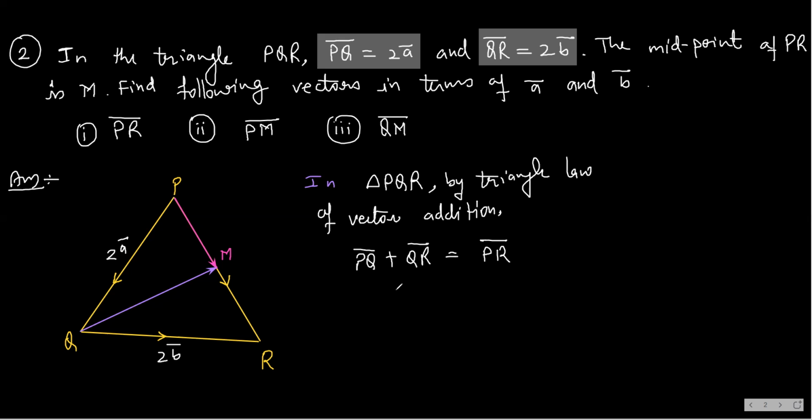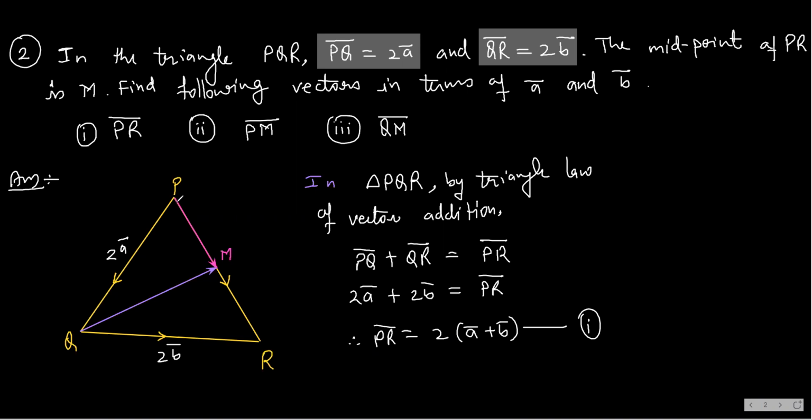Okay. What is most important in the triangle law of vector addition is that the terminal point of one vector, see Q, of PQ bar, will be the initial point of another vector, QR. You understand? So the triangle law of vector addition gives us PQ bar plus QR bar as PR bar. Now PQ bar is 2A bar and QR bar is 2B bar. So you can write PR bar as 2 is common, A bar plus B bar. Okay, this is the first one.